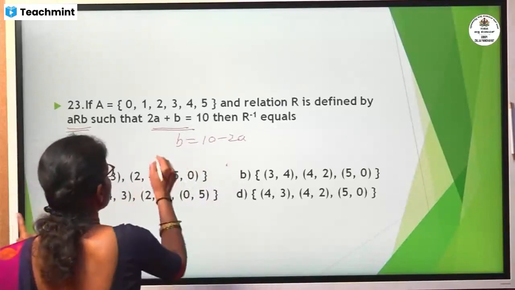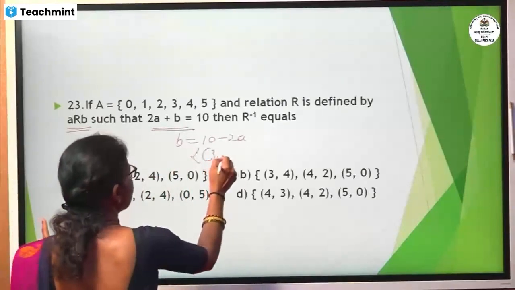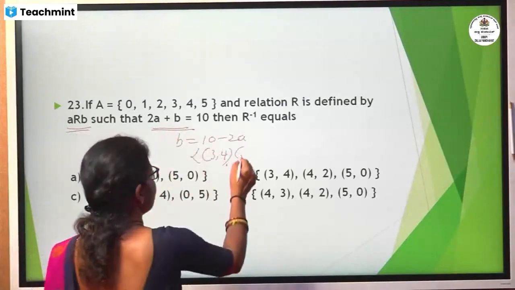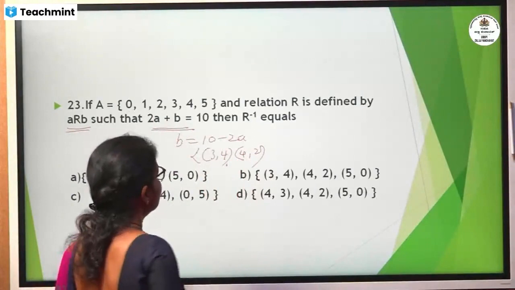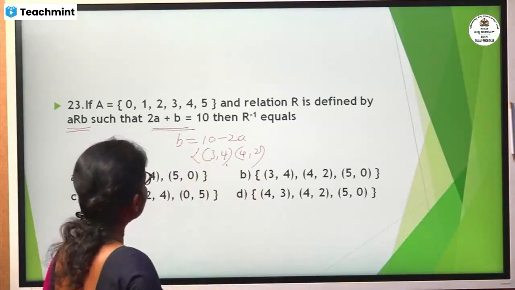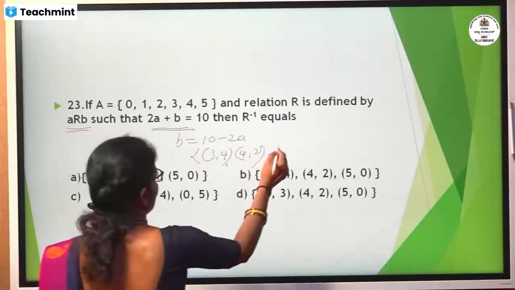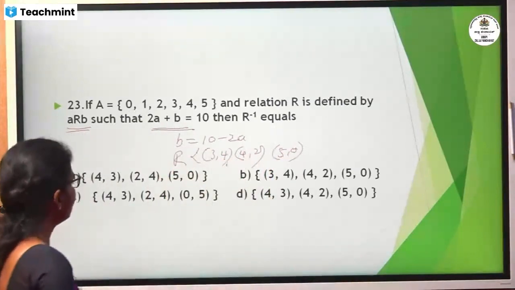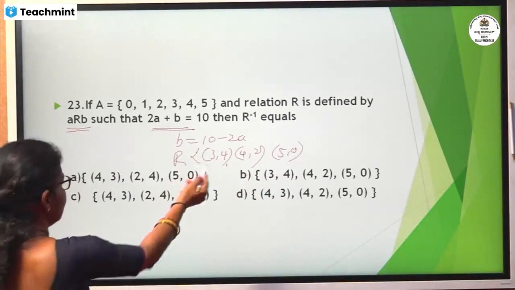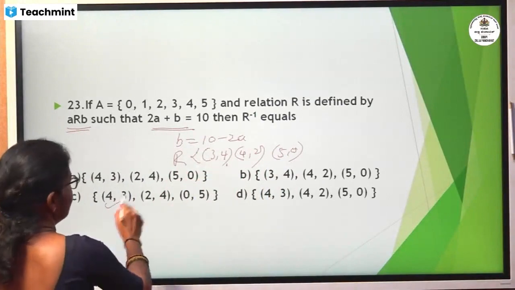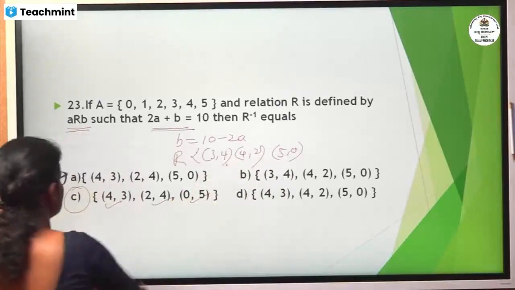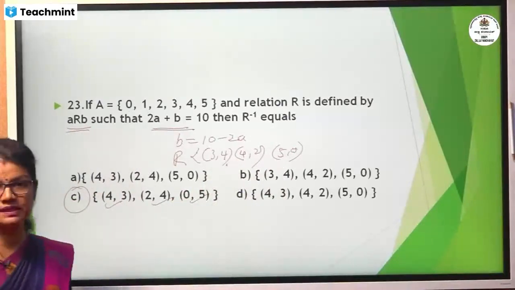It is there. So start with the 3, 4. Replace A by 4. 10 minus 8, 2. It is there. Replace A by 5. That is 0, right? So 5, 0. This is R actually. So if you want R inverse, then read it reverse: 4, 3, then 2, 4 and 0, 5. So option C holds good.